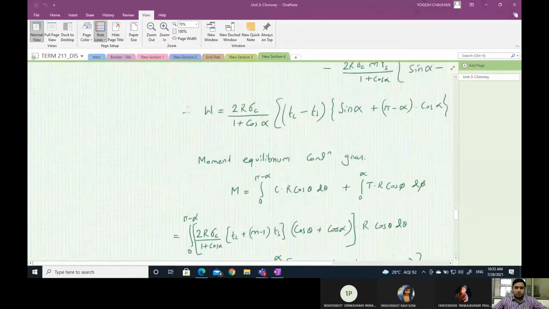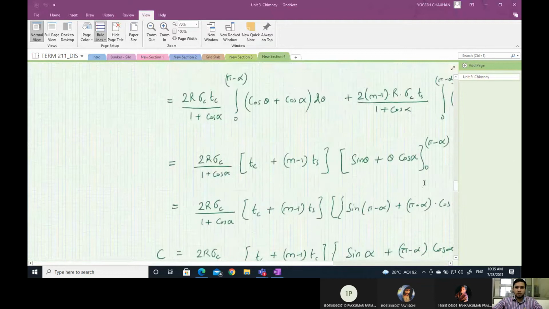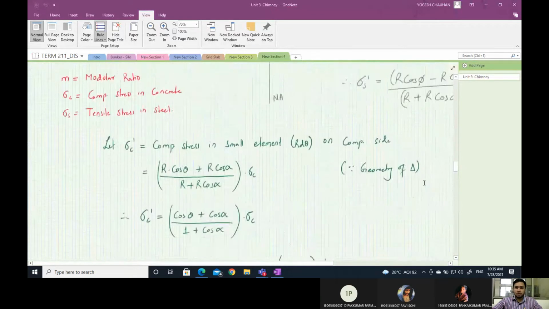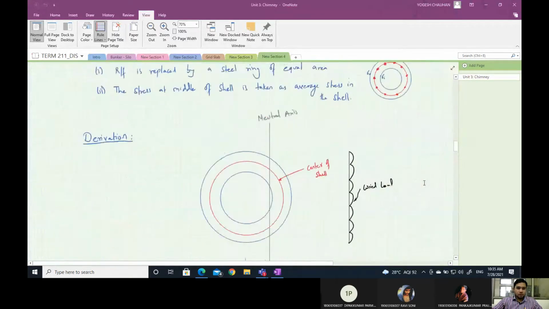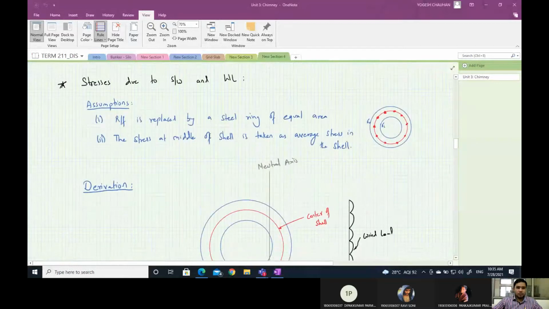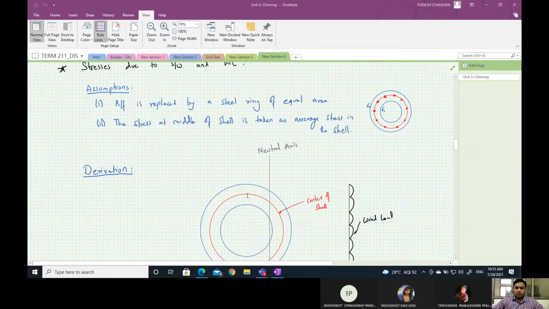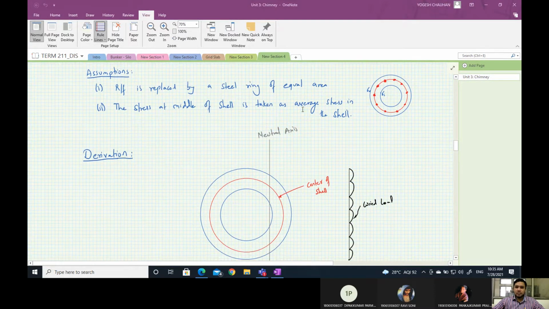So in the previous class, we went through stresses due to self weight and wind load on a chimney. The assumption was that the reinforcement is replaced by a steel ring. So we are replacing the vertical reinforcement with an equivalent steel ring of the same area. The stresses at the middle of the shell are taken as the average stress in the shell. So the average stresses are considered at the middle of the shell.